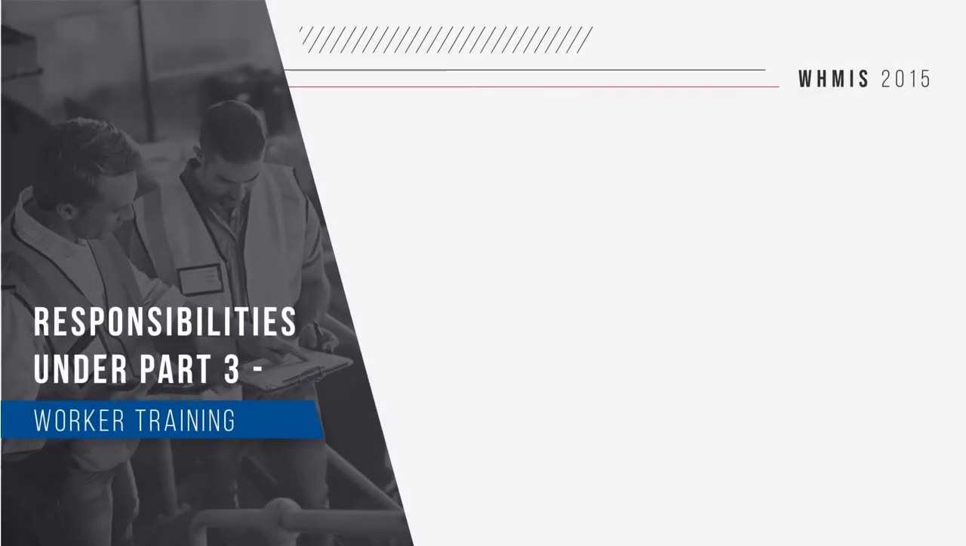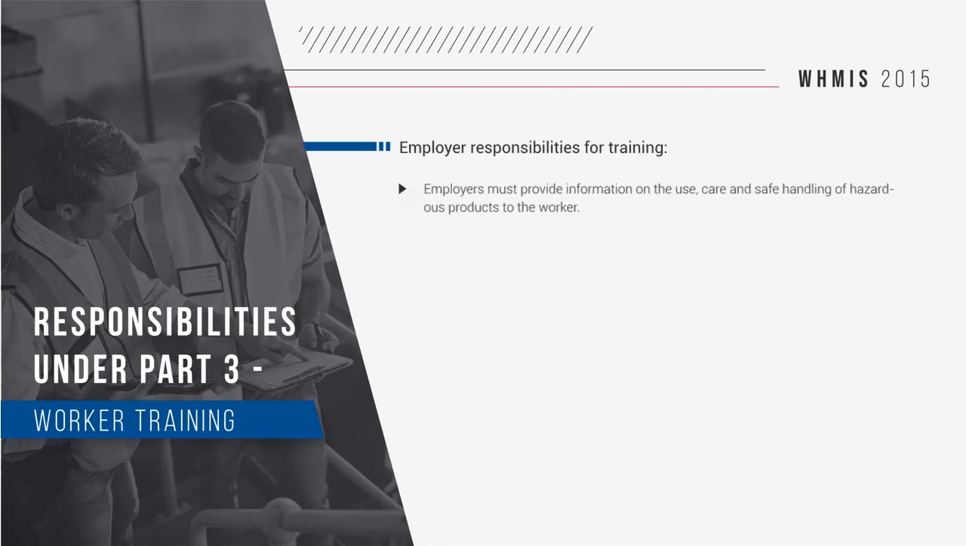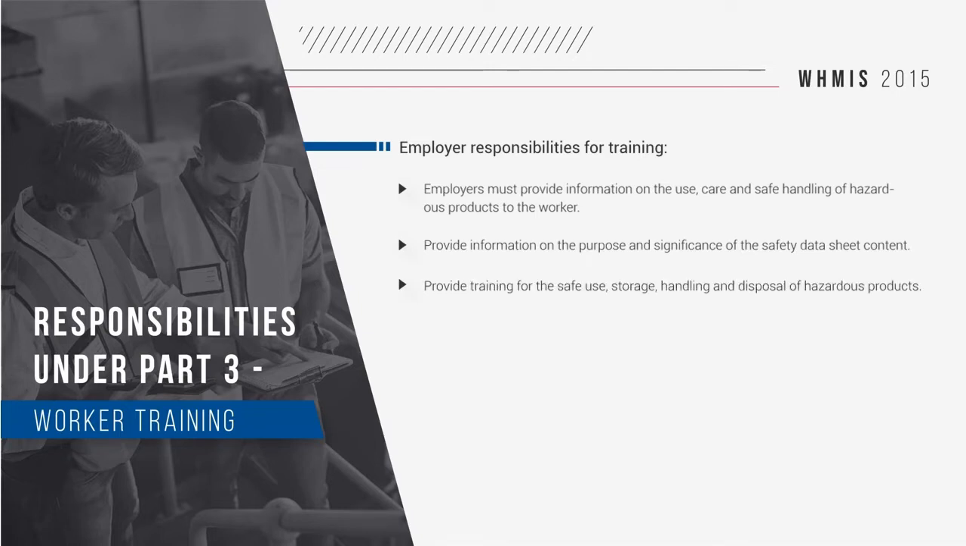Part 3. Worker training outlines the following training responsibilities. Employers have a responsibility too. Provide information on the use, care, and safe handling of hazardous products to the worker, as well as the purpose and significance of the safety data sheets. They must provide training for the safe use, storage, handling, and disposal of hazardous products, and ensure training in emergency procedures for the hazardous product.